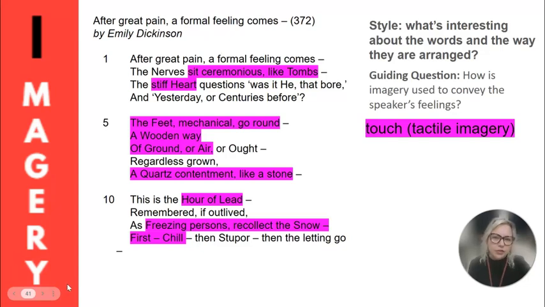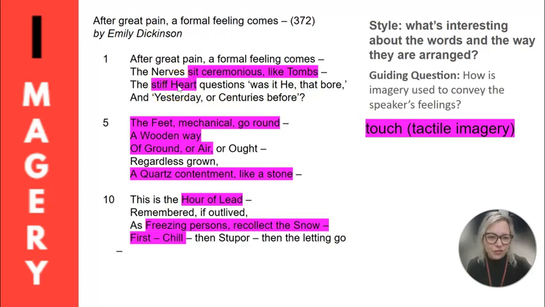How about tactile imagery? I think tactile imagery comes up in these places that I've highlighted, and you can tell that they're overlapping the sight imagery, right? But it's good to think through all of the ways that your senses are evoked when you read a poem. So you can imagine sitting ceremonious like a tomb. You can really feel that and how that would be still in your body, right?